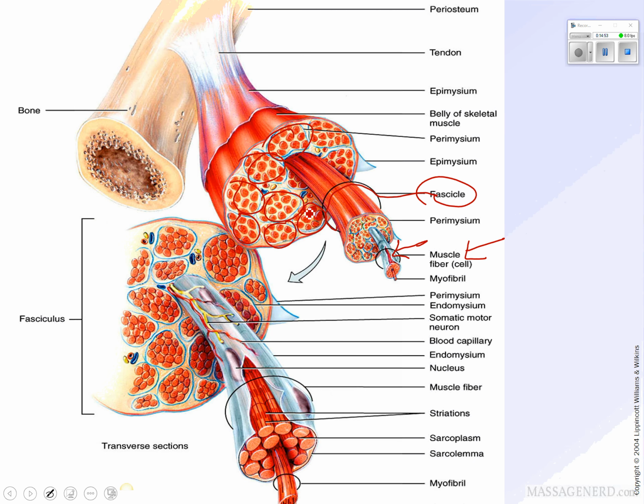But one thing to know is if you look at the individual muscle fiber, we have another one that's coming out of it, and it's called a myofibril. So I wanted to point that out because we're going to talk about it on the next slide. And the myofibril is just a thread-like structure that's going to be located in that sarcoplasm, and it's a contractile organelle.